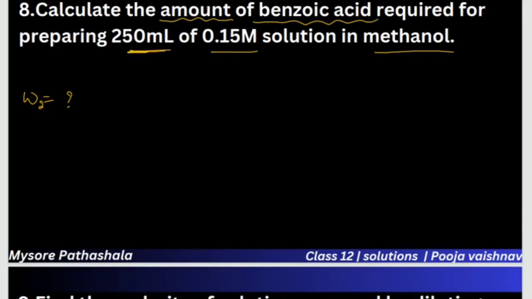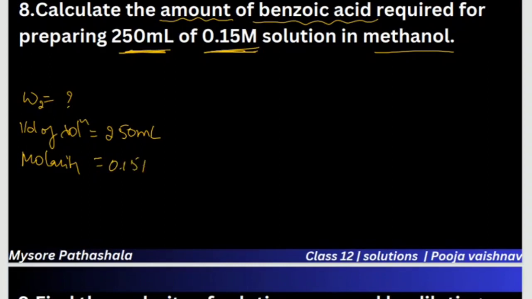Required for preparing 250 ml of solution, so volume of solution is given as 250 ml. And what is this? This is molarity. Molarity is also given as 0.15 molar. So we have written the given data. In methanol, they have told, it means this is solvent, correct? This is solute. Okay, fine. Now we'll see the formula.